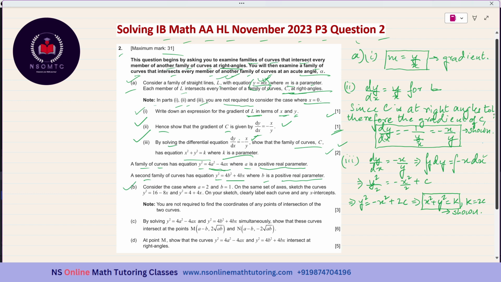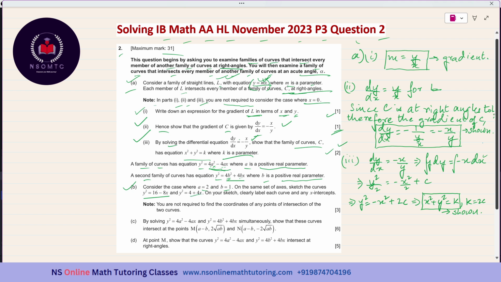Subpart B's question is, consider the case where a equal to 2 and b equal to 1. On the same set of axes, sketch the curves. y squared equal to 16 minus 8x, because a is equal to 2. So 2 squared is 4, and 4 times 4 is 16, and this is 4 times 2 which is 8. So it is 16 minus 8x. And b is equal to 1. Hence 4 times 1 squared is 4, and this is 4 times 1 times x. So it is 4 plus 4x.